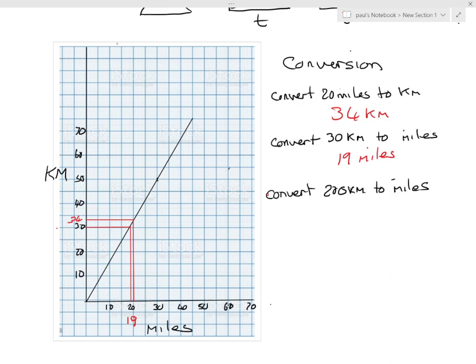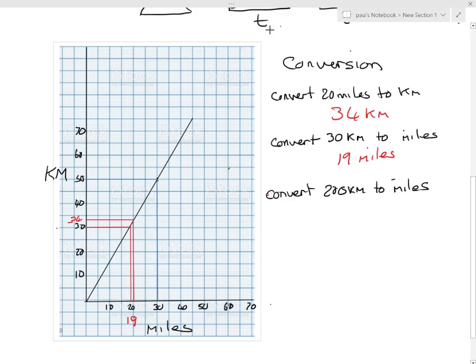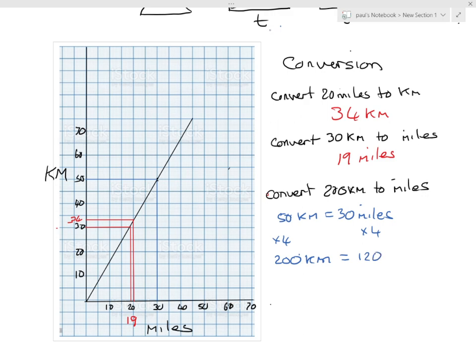So what you need to do is do a factor of 200, which is 50, and draw a line from 50 over there and a line down. And so if we know that 50 kilometers is equal to 30 miles, we just multiply this factor up to get to 200, which is times 4, so that we get 200 kilometers. That one times 4 is 120 miles.